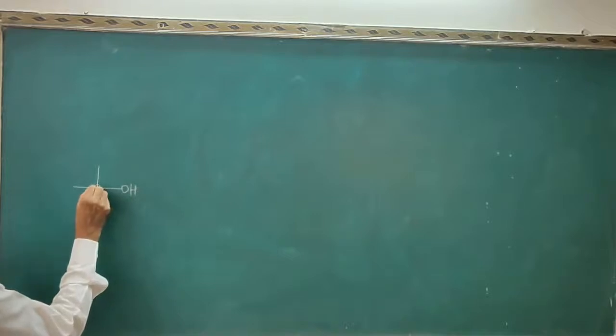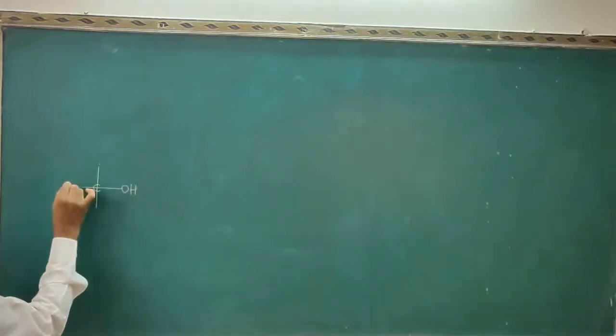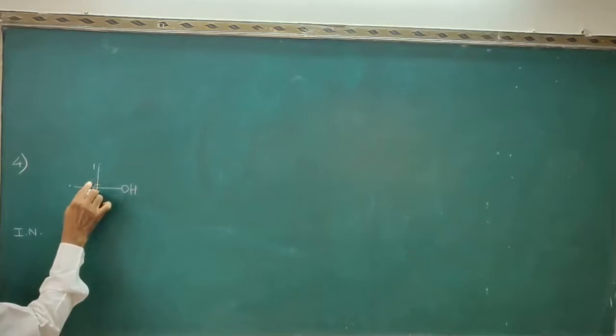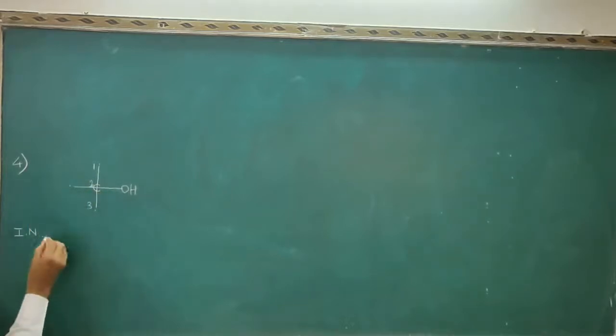The common name of this compound is tertiary butyl alcohol. This point represents a carbon atom. This is methyl group, methyl group, methyl group. So you have to write its IUPAC name. The IUPAC name is here. See here, you have to give the numbering here 1, 2, 3.